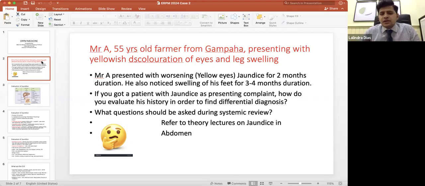So Mr. A presented with worsening jaundice for 2 months duration.